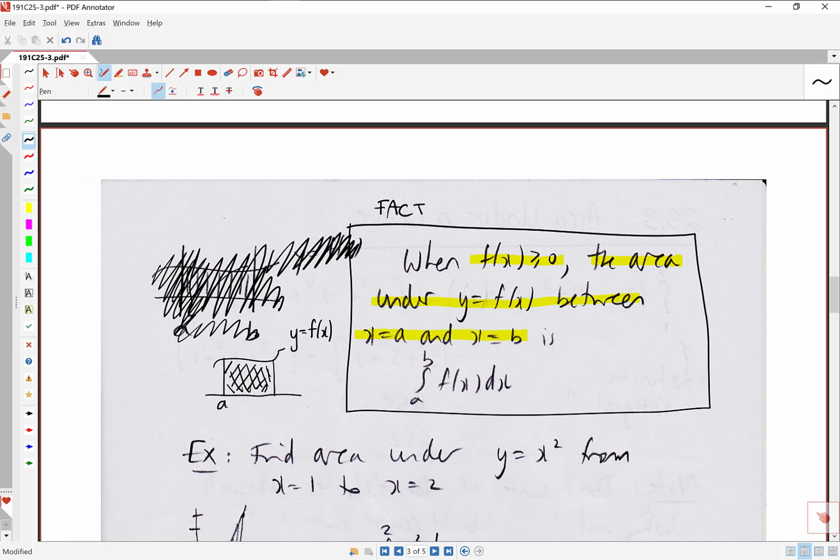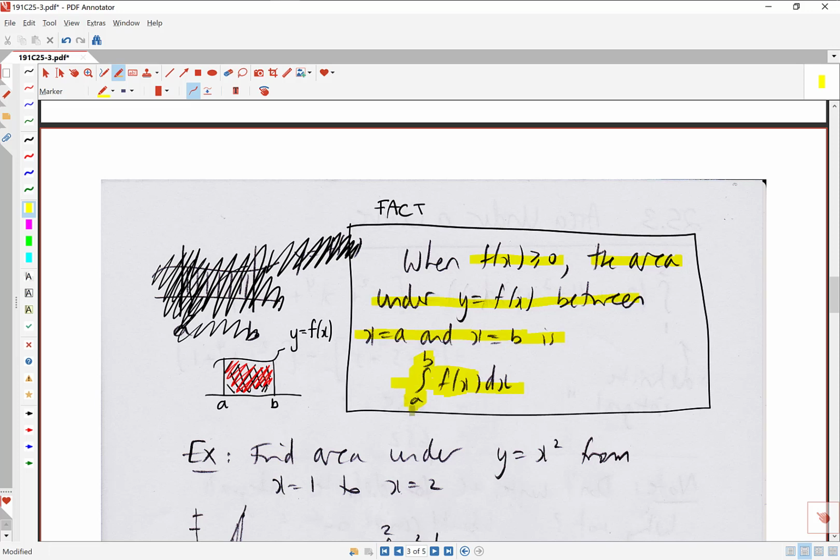So this is x equal a, that's x equal b. So we got this area, I'll just color it in red here. This area is actually represented by the value of the definite integral. We're integrating the function f of x, and we're integrating from the values a to b. So now we're starting to understand what these numbers on the integral represent.